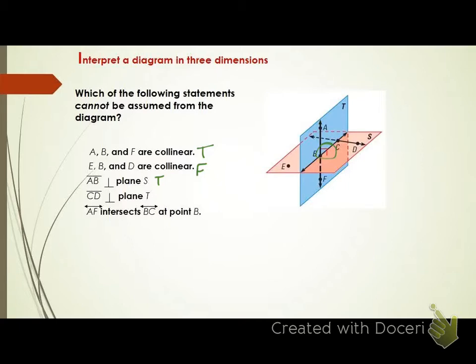What about segment CD being perpendicular to plane T? Well, here's CD. Can we just assume that it's perpendicular to T? There's no right angle box. So no, we can't assume that. We'd have to have that right angle box. Okay, what about line AF intersecting line BC at point B? Can we assume that? Yeah, that's exactly where they intersect. So that's going to be true as well.